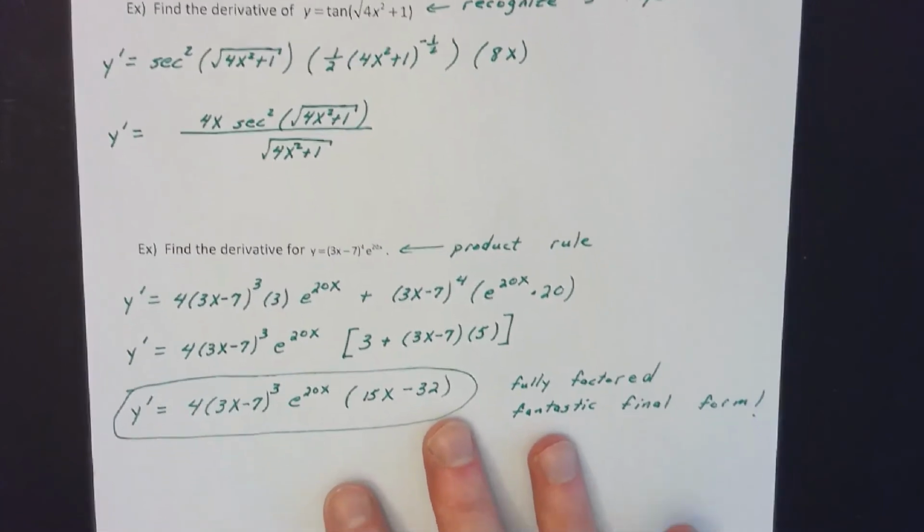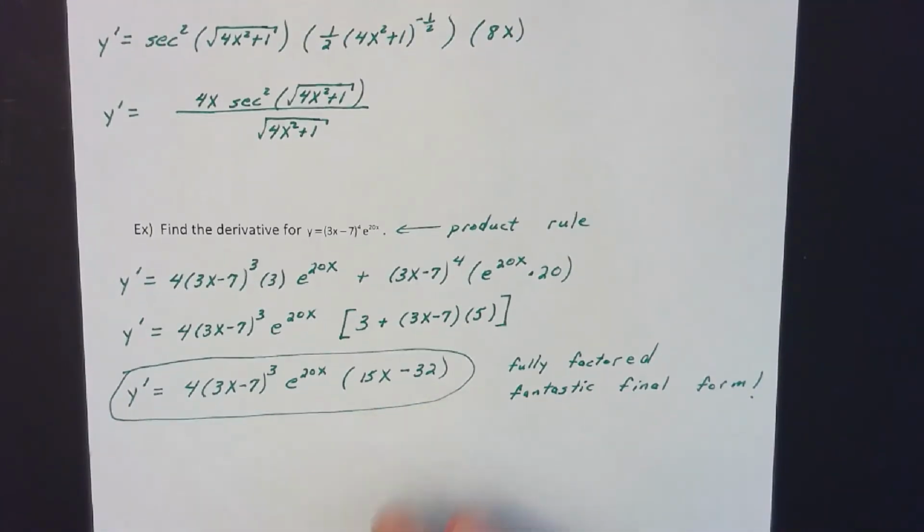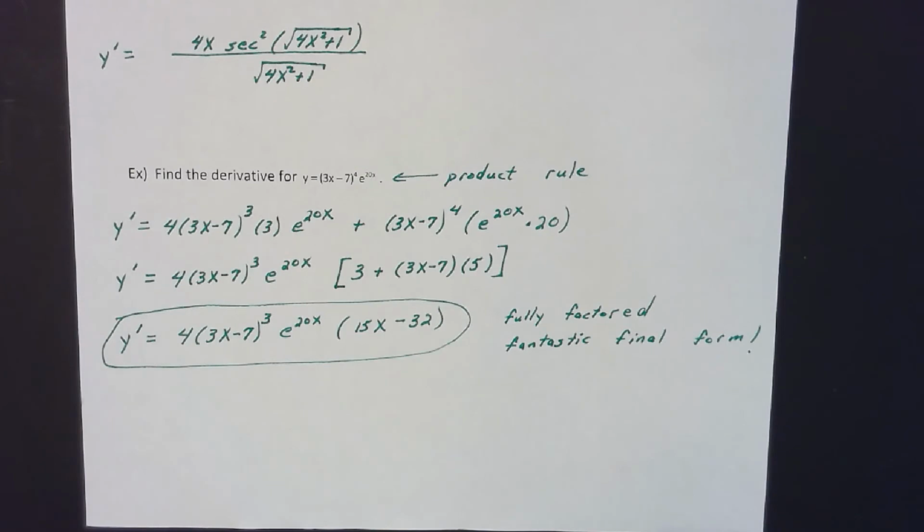What if we have the chain rule inside of a product rule problem? I know what you're thinking. That makes it more cool.